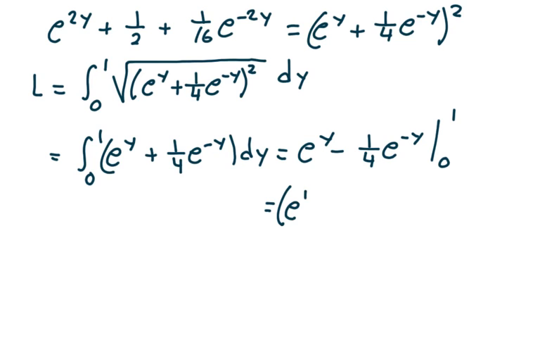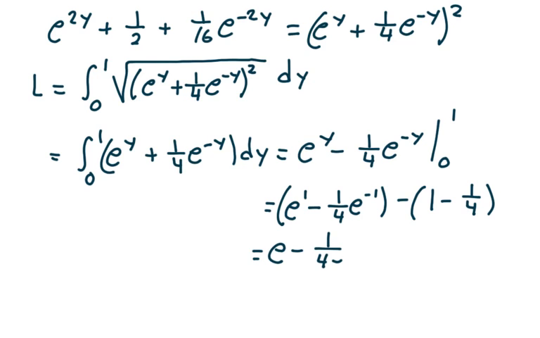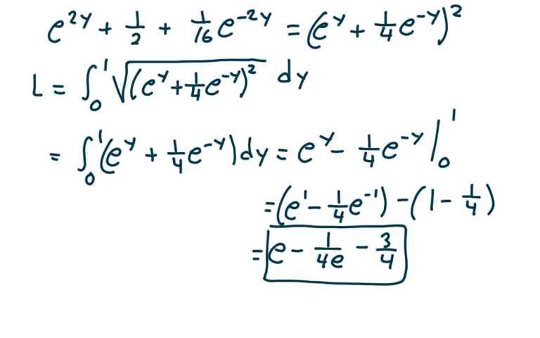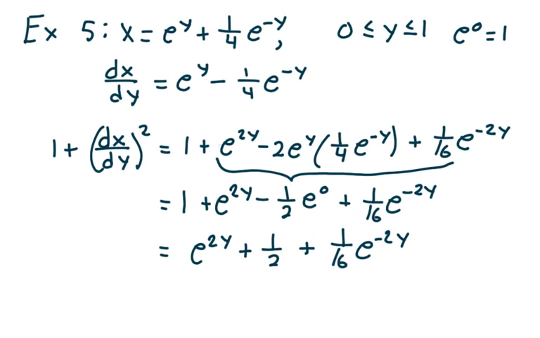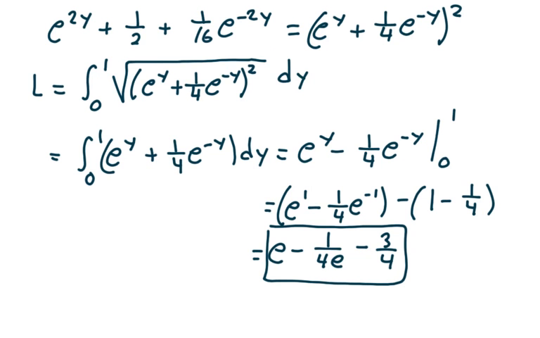So you get e to the first minus 1/4 e to the negative 1, minus, put in 0, we get 1 minus a fourth. And so this is e minus 1 over 4e minus 3/4. And that is example 5. We can do one more, example 6.